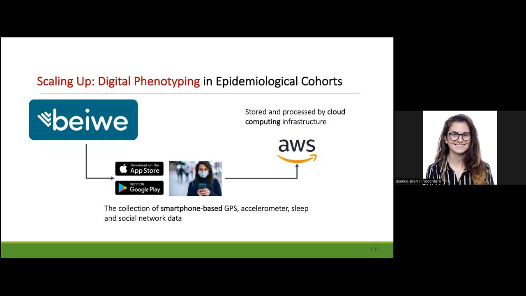So now we're scaling up with this Viva app. This is a platform designed by a biostatistician at Harvard School of Public Health. This is an app-only approach, so there's no wearable, there's no Fitbit anymore. This app allows us to collect smartphone-based GPS, accelerometry, and sleep, and also social network data, a little bit about your texting patterns and phone patterns. And the nice part here is it's a front-end app, but it's also the back-end storage and processing infrastructure with AWS. It also includes algorithms to process all these raw data, lots and lots of information.